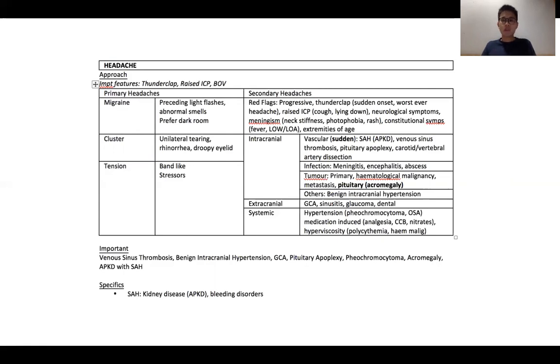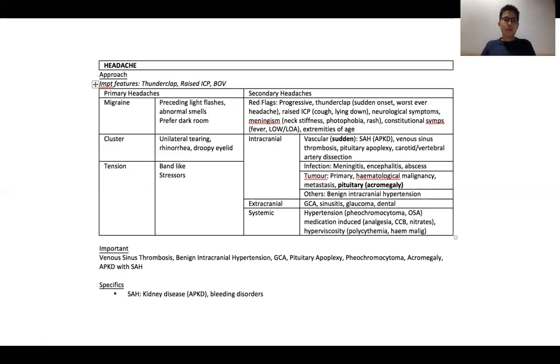So venous sinus thrombosis, perhaps in the context of some form of hyperviscosity or hypercoagulability state, BIH, GCA, pheochromocytoma, things that I may not see so commonly in real life in my day-to-day practice, but I know comes up frequently in PACES. I set these things aside so that I know to hunt them down. And I also try to fit them into my approach so I do not miss things when I try to approach things in a systematic fashion.